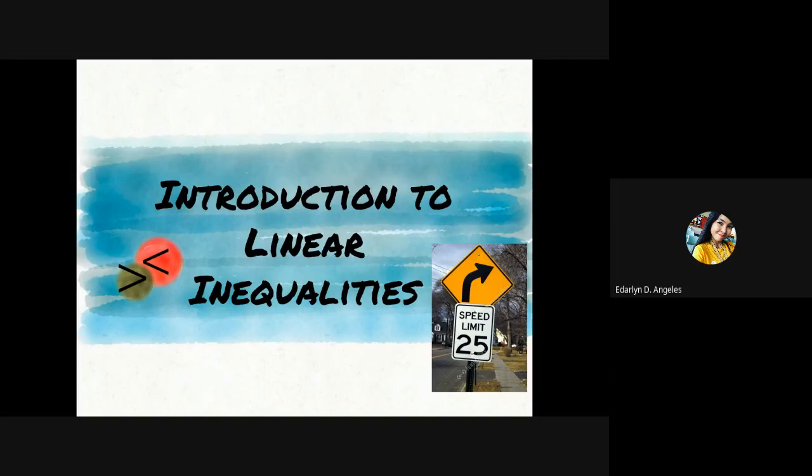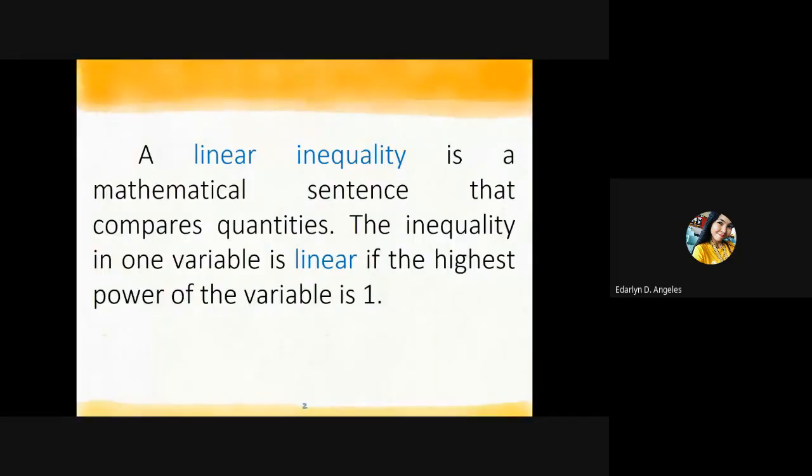Good day, class. Our topic is all about Introduction to Linear Inequalities. So, a linear inequality, class, is a mathematical sentence that compares quantities. Okay? So, if we have the given quantities or expressions, we have to compare the two.